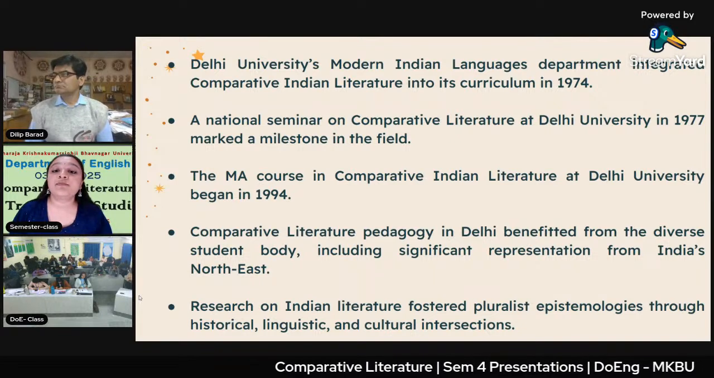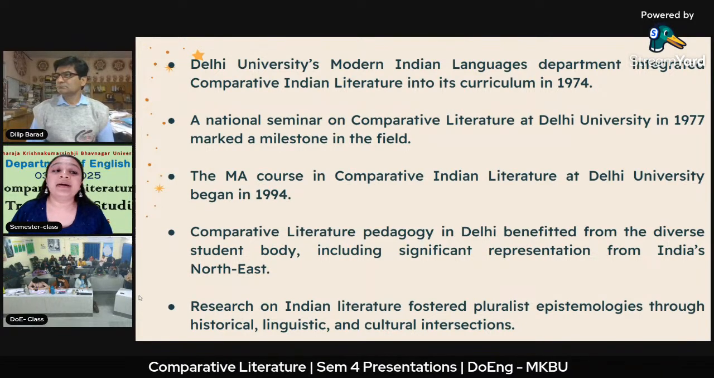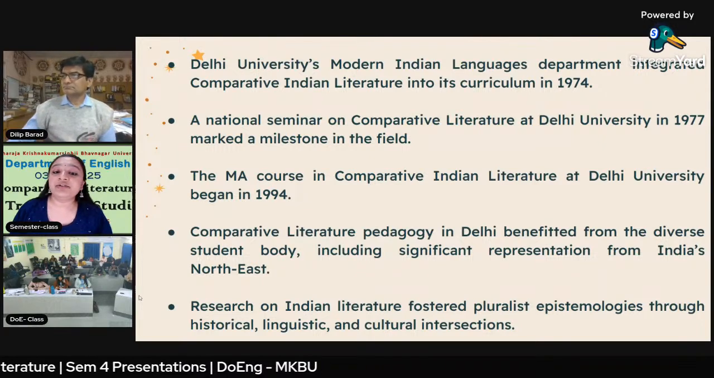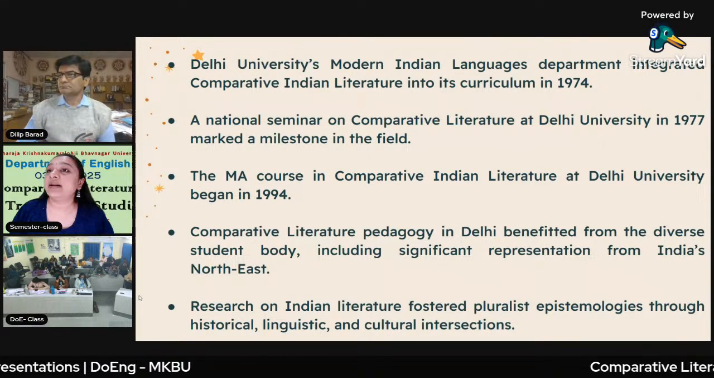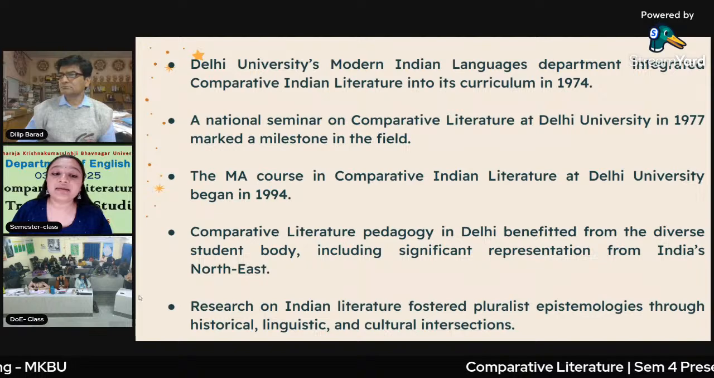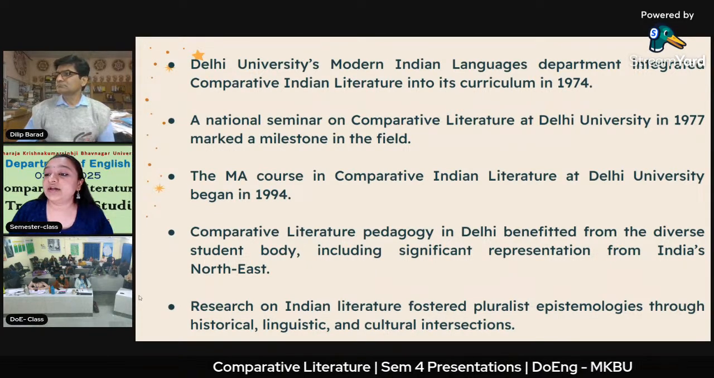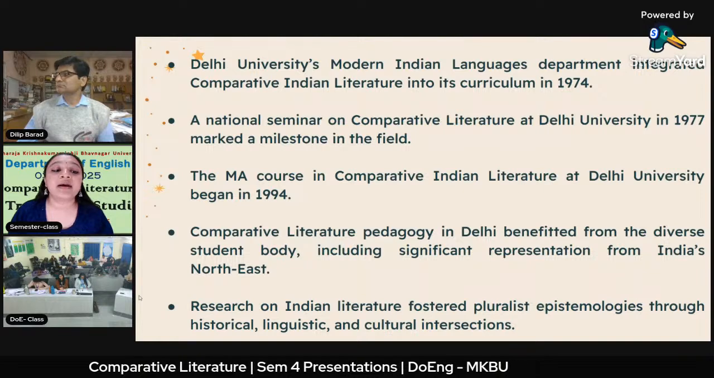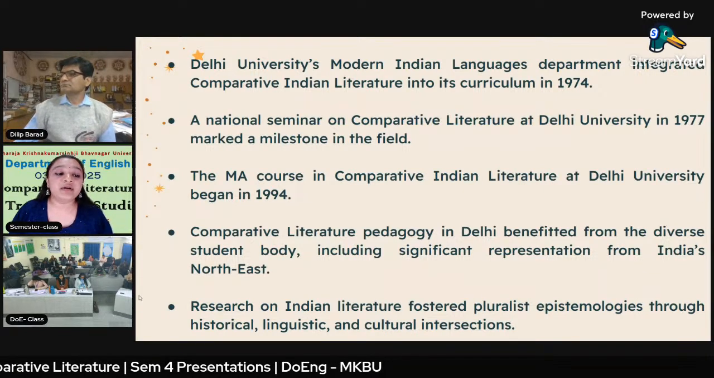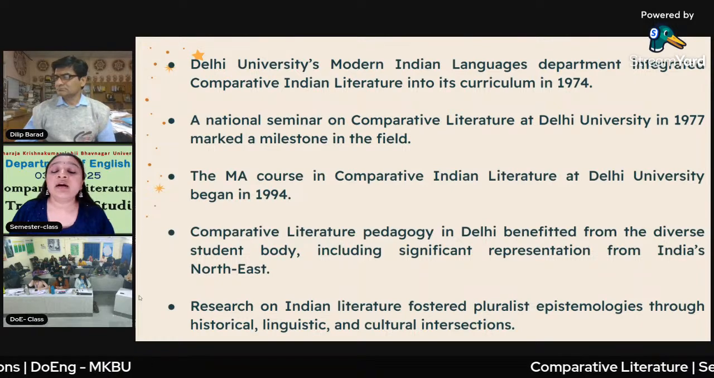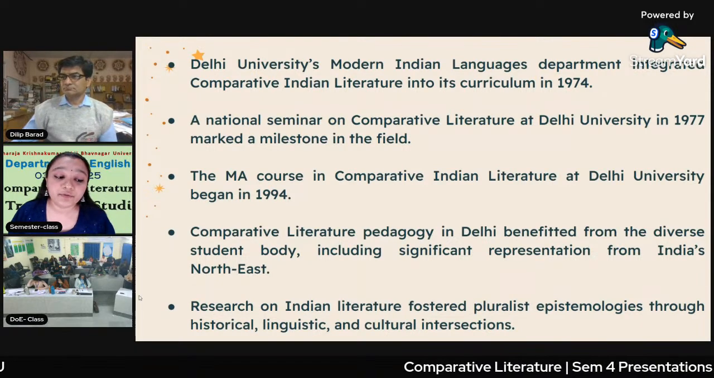Delhi University's Modern Indian Languages Department also integrated comparative Indian literature into the curriculum in 1974. A national seminar on comparative literature at Delhi University in 1977 marked a milestone in the field. The MA course in comparative Indian literature at Delhi University began in 1994.